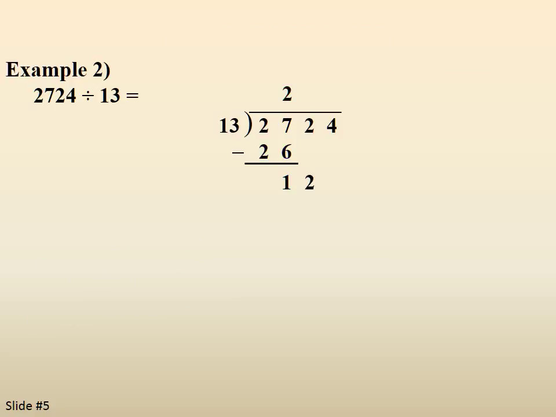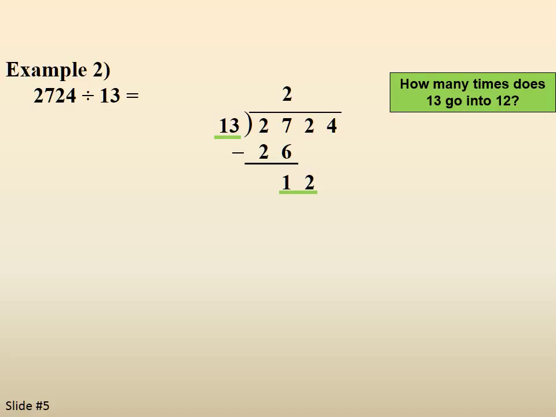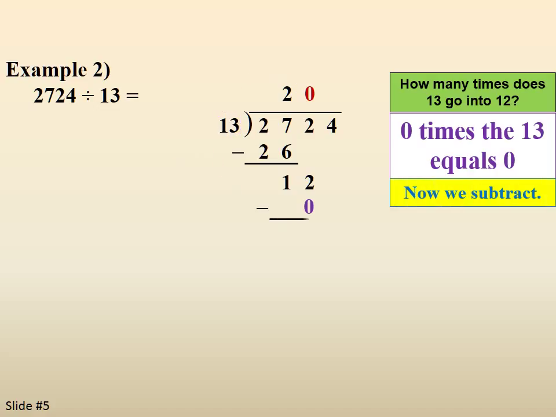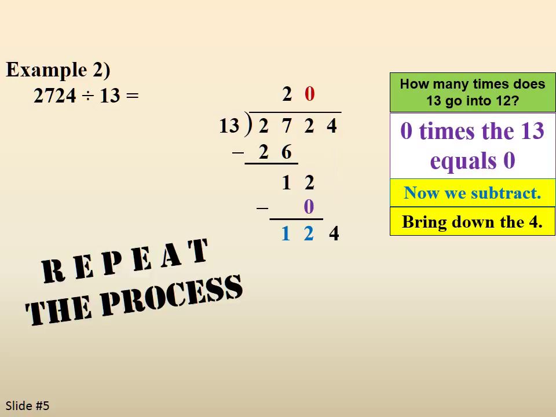So, how many times does 13 go into 12? Well, it doesn't. It goes in 0 times because 12 is too small, or 13 is too big, depending on how you want to look at it. So 0 times the 13 gives us 0. Again, we're going to follow the same process, whether we put a 0 on top or a number on top. And now we subtract. And now we bring down the next number, 4. Now we repeat the process again.